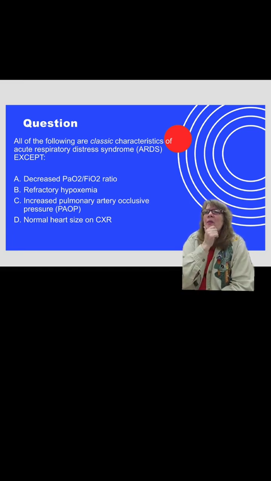All of the following are classic characteristics of acute respiratory distress syndrome, or ARDS, except: A, decreased PO2 FiO2 ratio. We just call that PF ratio. B, refractory hypoxemia. C, increased pulmonary arterial occlusive pressure, also known as wedge. And D, normal heart size on chest x-ray. Take a moment and think about that.